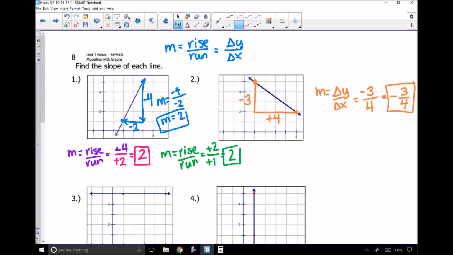Now, you have a couple options. You can either make the 3 negative, or you could have the 4 be negative like this, or you could just put the negative sign in front of the whole fraction. But make sure that you don't have a double negative, because the double negatives will cancel out to become positive, and your graph will look like this, as opposed to what we have in question number 2.